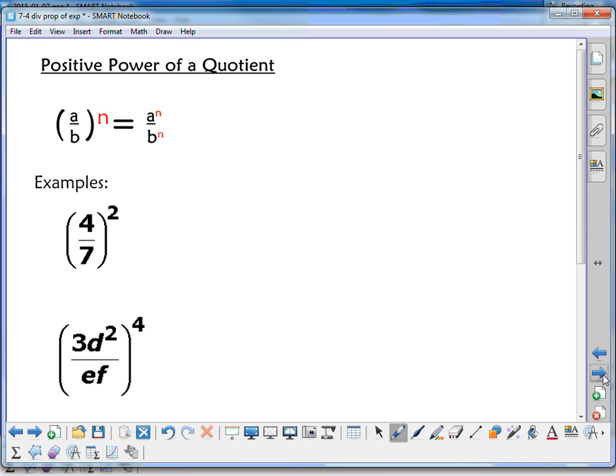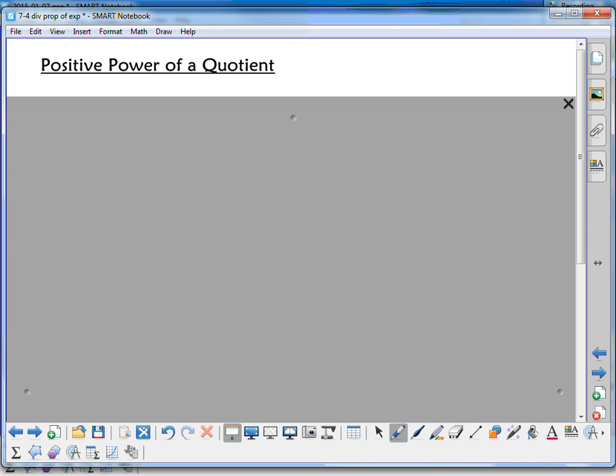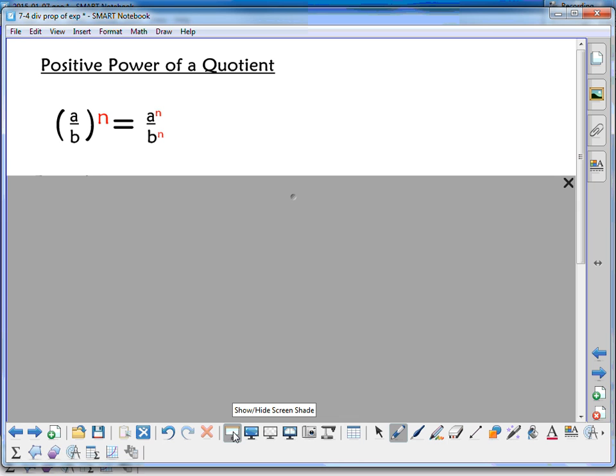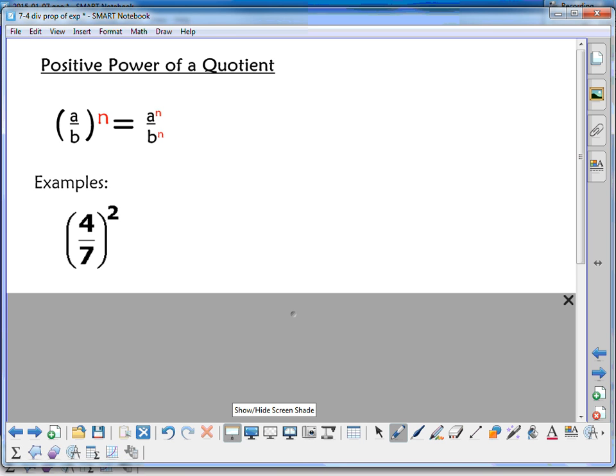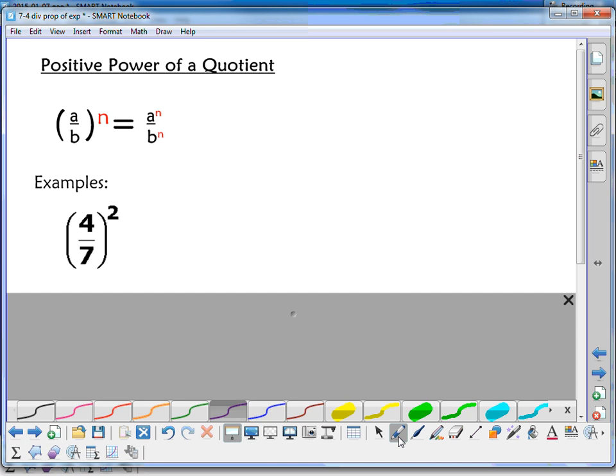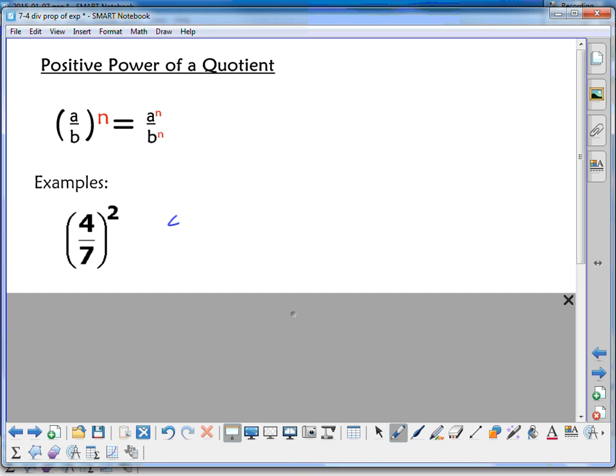Okay, so, the positive power of a quotient. We'll talk about this. If I'm doing a over b to the n power, it's just going to simplify as a to the n over b to the n. So if I'm squaring 4 sevenths, I'm just doing 4 sevenths times 4 sevenths. So 4 times 4 is 16, 7 times 7 is 49. And that's all you'd have to do on a problem like that.